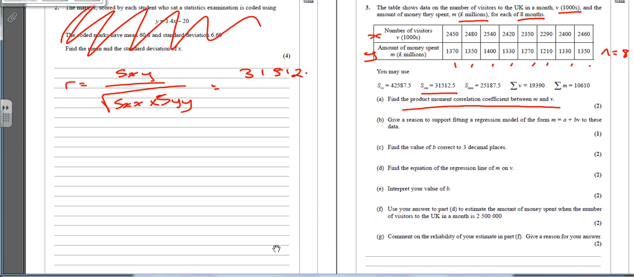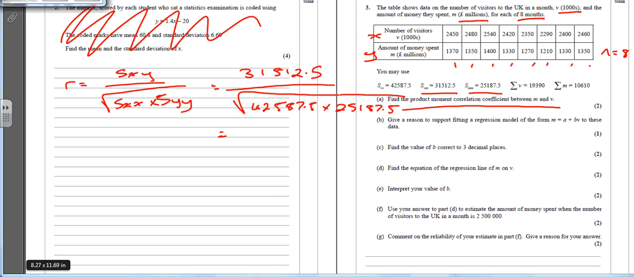31512.5, so I've written that down right, apart from the decimal point appearing twice, over the square root of SXX, which in this case is SVV, which we can see is 42587.5, times by SMM, which is 25187.5. Again, make sure that you multiply them together, square root it, and then have the original divided by that, which gives us 0.962. Again, to 3 significant figures. Always think 3 significant figures.